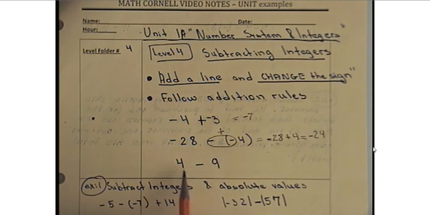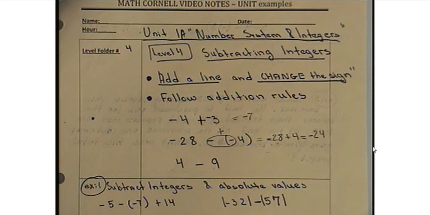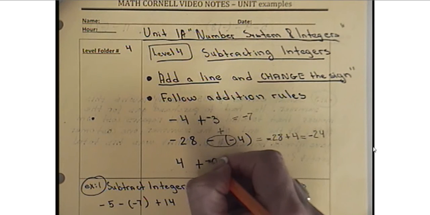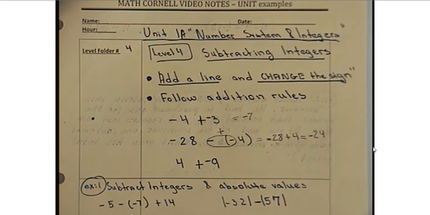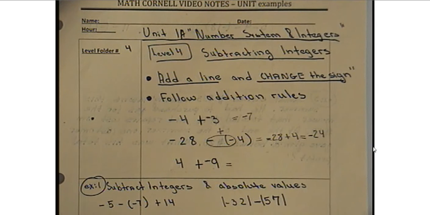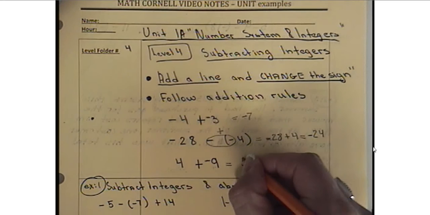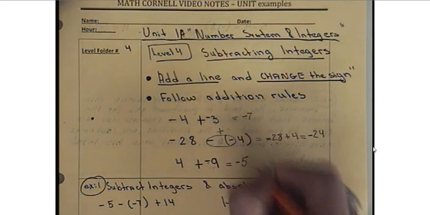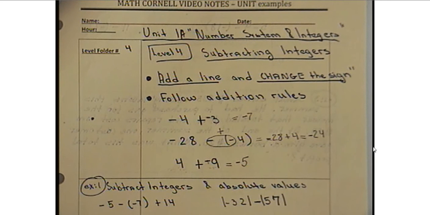28 has a negative sign up front, so my answer will also be negative. Another example, we have 4 minus 9. Rule number 1, add a line here and change this number's sign. So we have 4 plus negative 9, two numbers with opposite signs, which means we have to subtract those. 9 minus 4 is 5, and the larger number has a negative sign, so we keep the answer as a negative number. Alright, so if you can remember those rules, you would not have any problems dealing with subtracting integers.